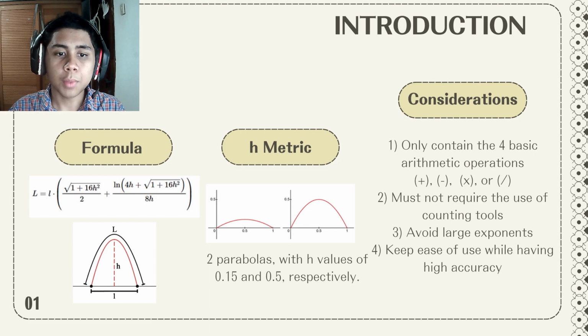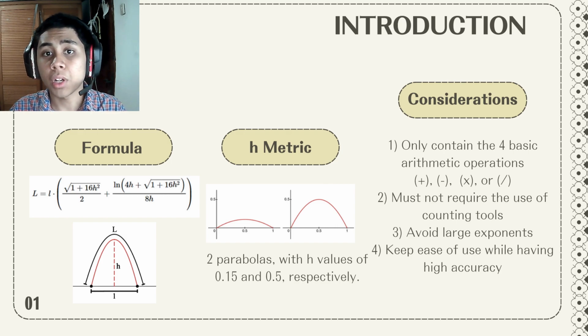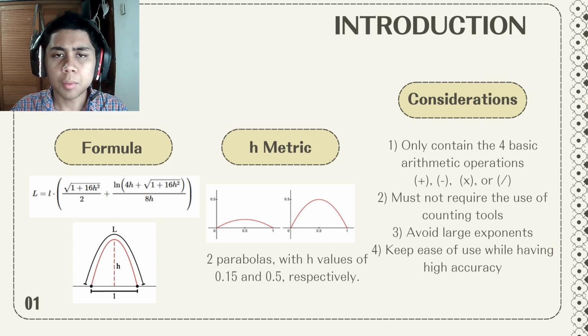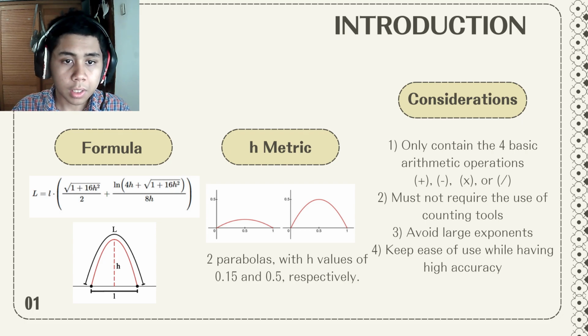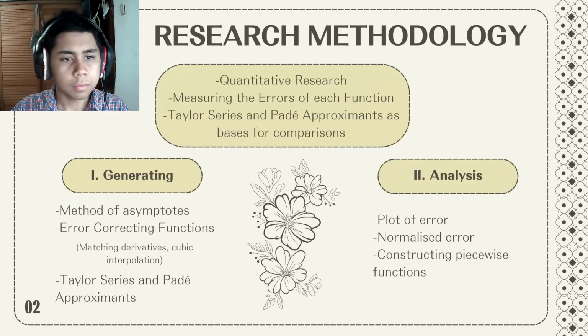When finding these approximations, the following criteria are taken into consideration. First, they must only contain the four basic arithmetic operations of addition, subtraction, multiplication, and division. Second, it must not require calculators or lookup tables, and as such, it prohibits the use of logarithms, fractional powers or roots, and trigonometric functions. Third, large exponents are not advised so as to keep efficiency. And most importantly, it must minimize error as much as possible while maintaining ease of use.